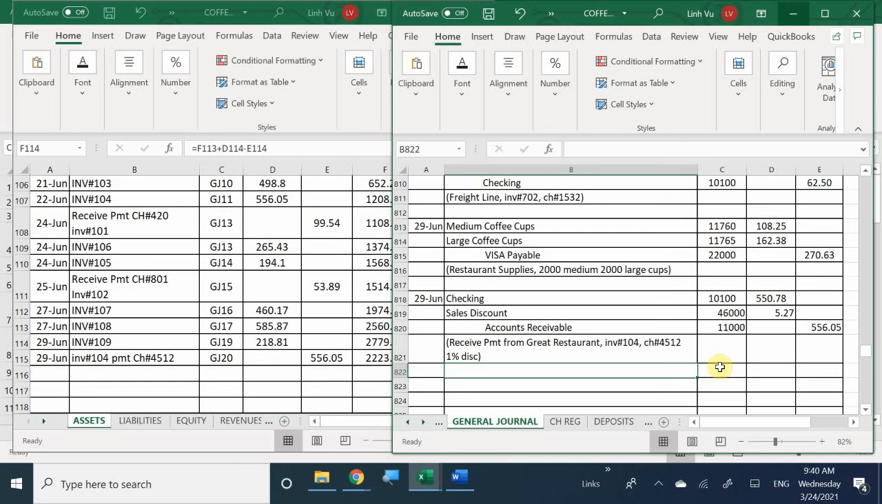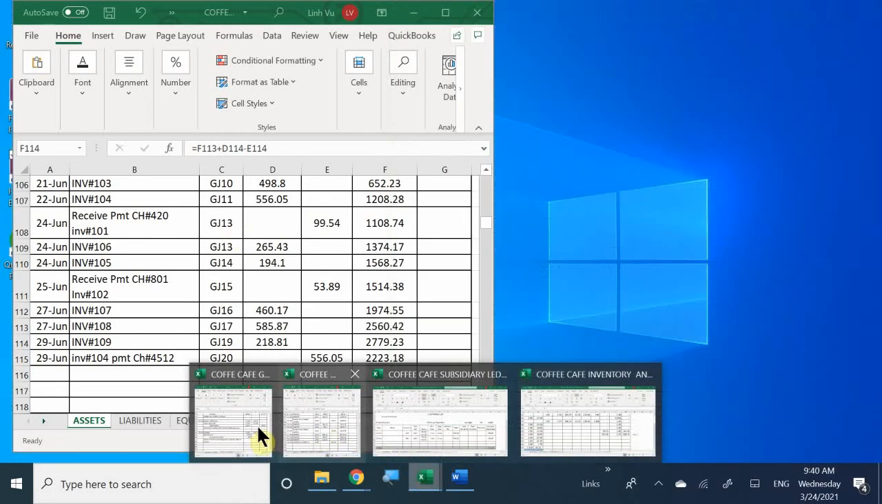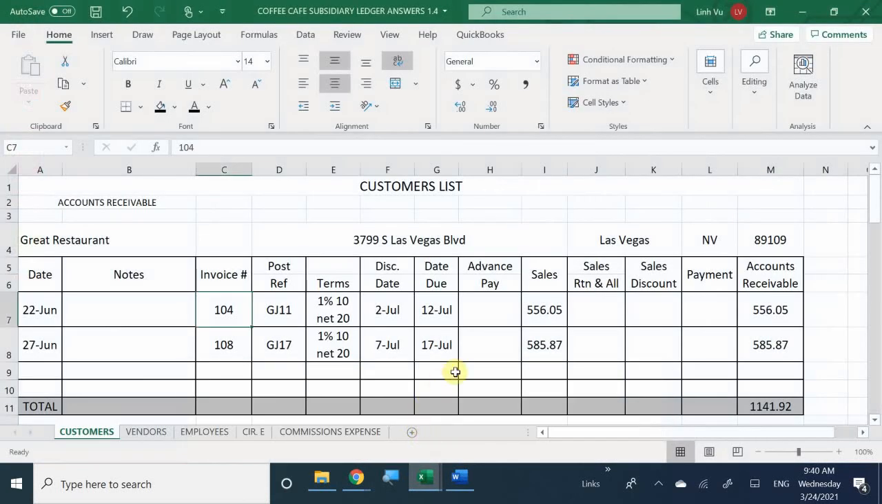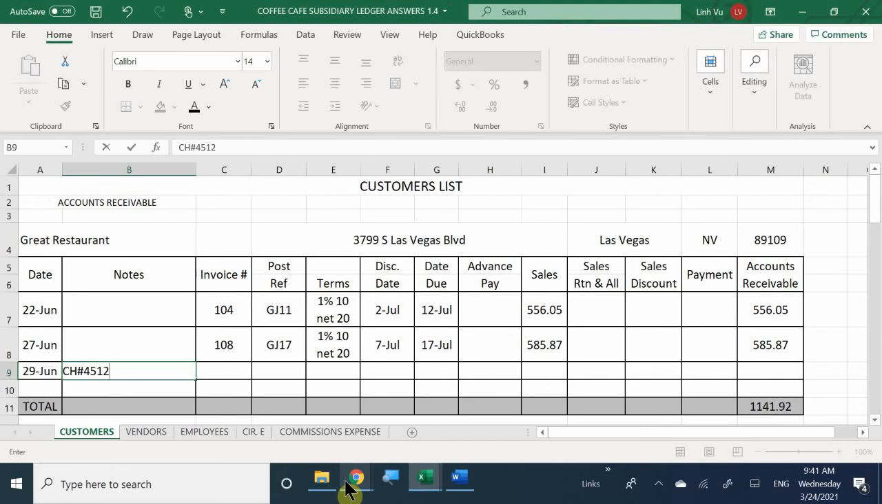All right. Now let's go to our subsidiary ledger. Okay. Here we are at Great Restaurant, 629. Right? The first thing you want to make note of here is the check number that they sent us, which was the 4512. Okay. Invoice number 104, General Journal 20. Okay. There's no point to actually have to write the 1% discount because right here kind of tells you that it's going to be 1%.